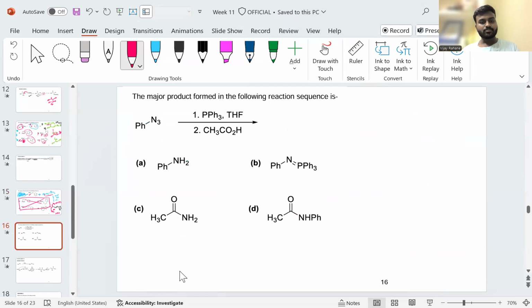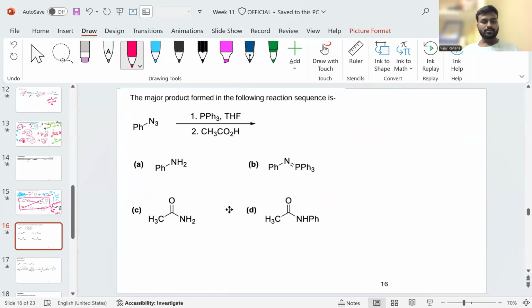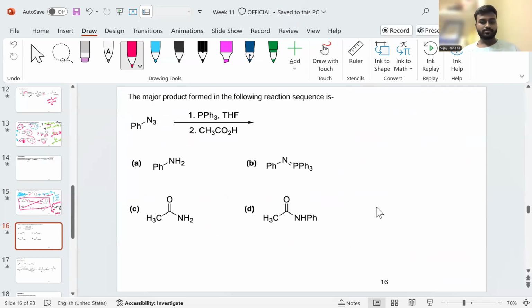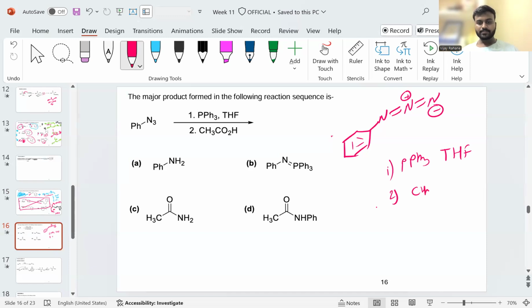I will take the next concept. This is now a question on one of the name reactions. We have the benzene ring which has N double bond N double bond N as a group, with the positive and negative charges. And we have added PPh3, THF as the first reagent combination, and the second one is CH3CO2H, that's acetic acid. So what will happen in this reaction?